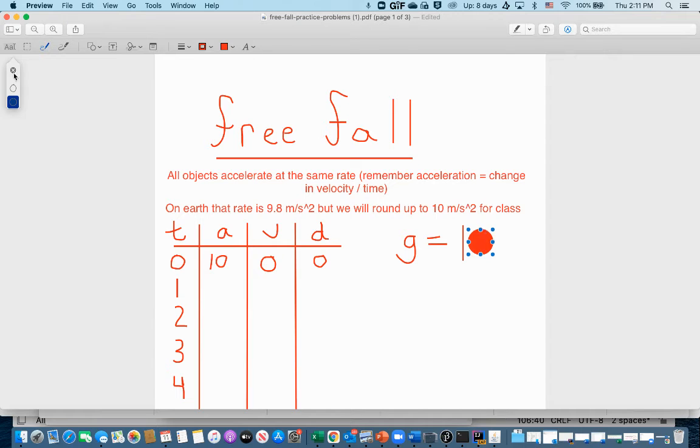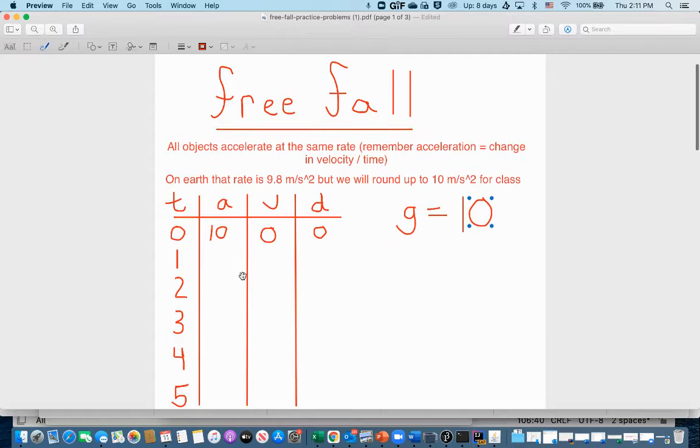Now note that this is an acceleration. So that does mean that we should have a direction here, positive or negative, but we're just going to say it's down, right? So that's going to take care of our vector part of this. So we're going to say all things accelerate at 10 meters per second per second. What that means is its velocity is increasing at 10 meters per second.